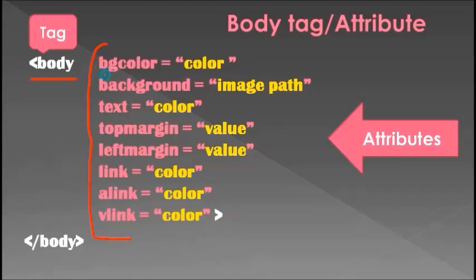First attribute is BG color. If you want to change the background color of your web page, you can change it by using this BG color attribute, and by default you know your web page has a white background color and you can change it.